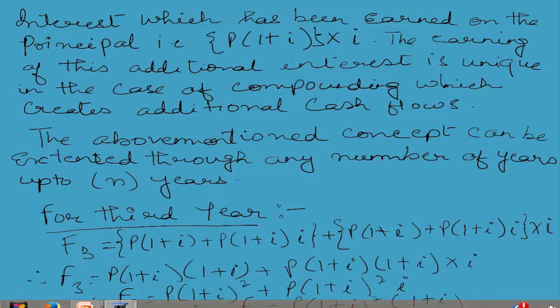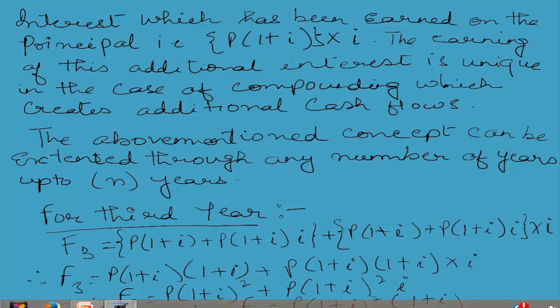So on further simplification, we are taking P(1+I) as common, and then we are left with 1 plus I. Listen to me very carefully. We are taking P(1+I) as a common factor, then we are multiplying it by 1 plus I. In effect, P(1+I) into 1 is equal to P(1+I), and P(1+I) into I is equal to P(1+I) into I.